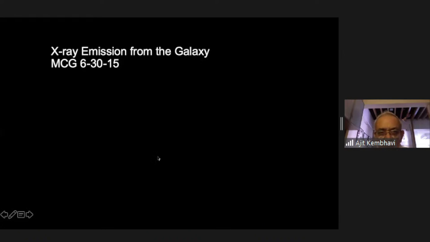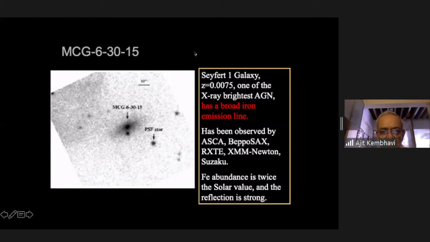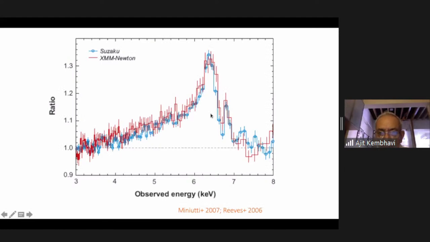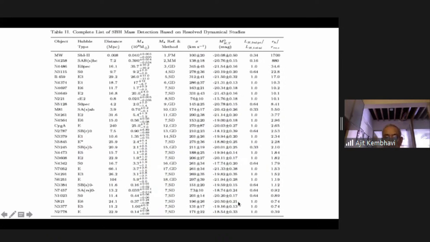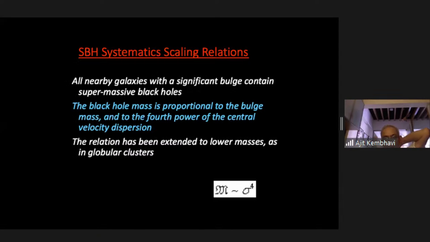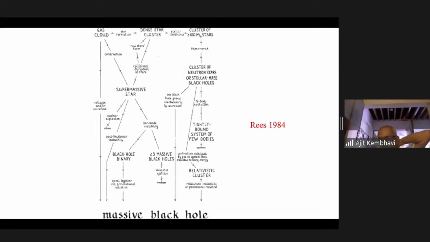Okay, and now we look at X-ray emission from the galaxy MCG-6-30-15, the iron line, and you see this very beautiful line here. And you see this very large extended wing here, which shows that it cannot be a non-rotating black hole, it has to be a rotating black hole. And the data shows you that it must be a rotating black hole with the spin parameter a/M equal to 0.9. So this is the nearest that we have come to establishing that it is indeed a black hole. Okay? Now I come to the end of my time.